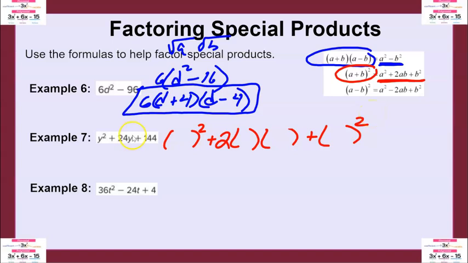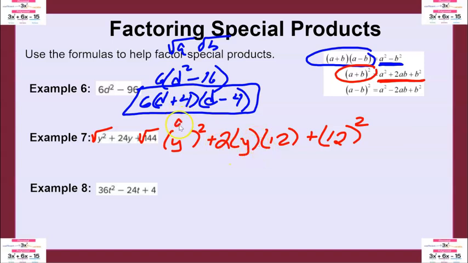Now I only have one variable, so I have a y here and I have a y here, and all I'm going to do is find the square root of 144, which is 12. And then, to guide my y, I just did the square root of that. And then the square roots of each of these times 2 should give me the middle term. So 12 times y times 2 would give me 24y.